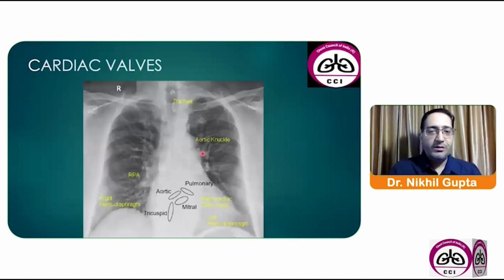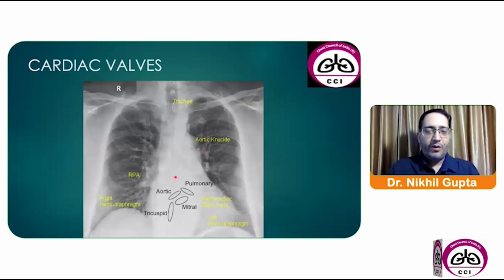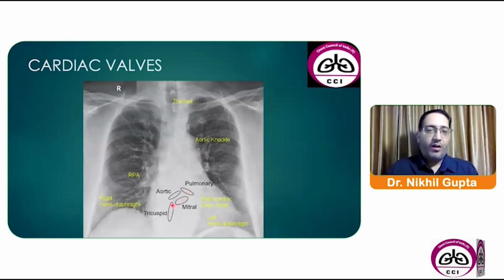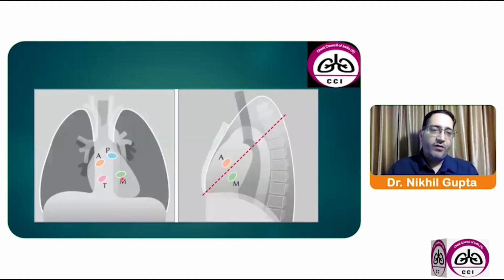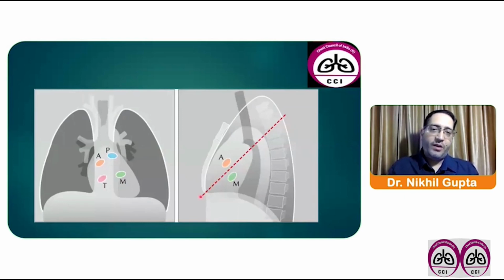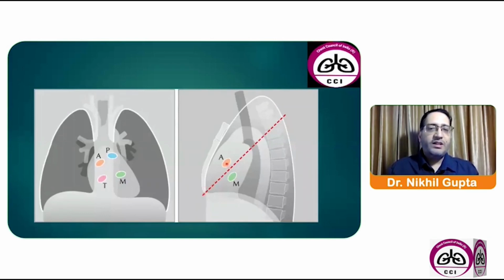Coming to cardiac valves. These are the relative positions of prosthetic cardiac valves in a chest X-ray. On the left side, there is the mitral valve and pulmonary valve. On the right side, there is the aortic valve and tricuspid valve. If in a lateral chest X-ray we draw a line from the carina to the CP angle, the valve which lies anterior to this line is the aortic valve, and which lies posterior to this line is the mitral valve.